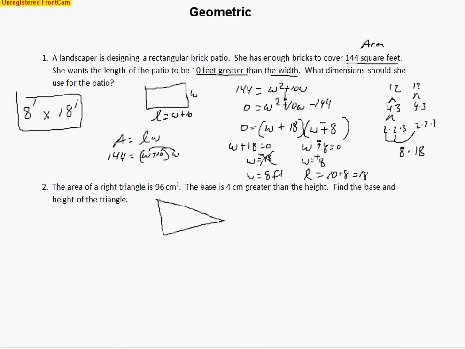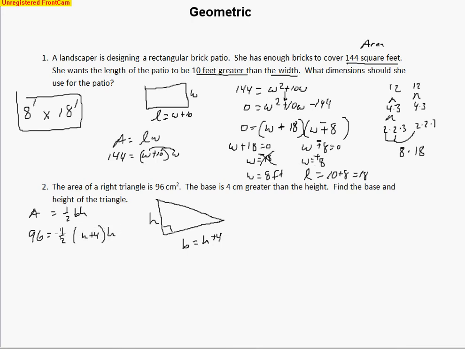It says that the base of the right triangle is 4 greater than the height. So take the height and add 4, and that's going to be the base. So the height is just right here, the other dimension going the perpendicular way, and we'll set up the equation. So 96 equals, and then remember our formula goes 1/2 base times height. And so 1/2 times h plus 4, that's the base, and times the height.